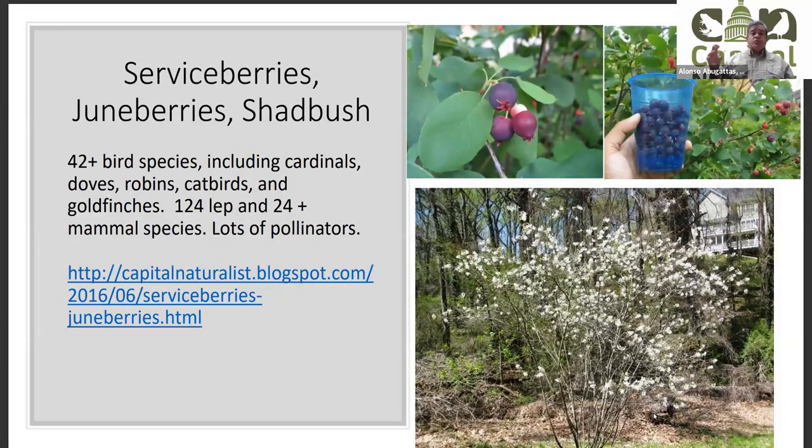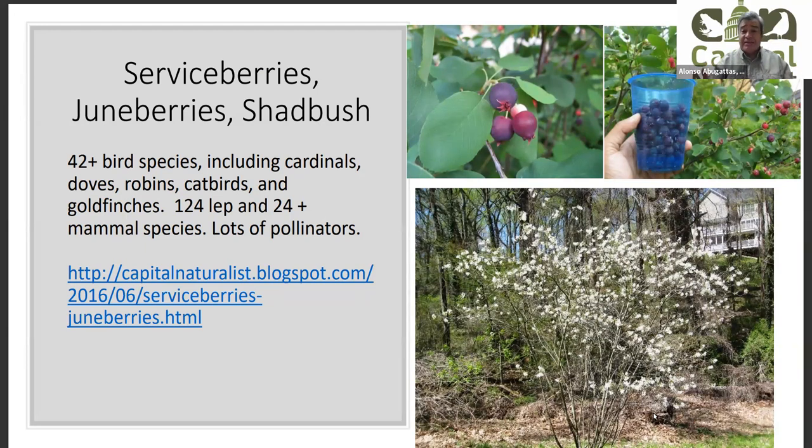Same could be said of serviceberries. Widely planted as an aesthetic plant, beautiful to plant and so forth. But again, tons of birds, 42, 24 different kinds of caterpillars, 24 different kinds of mammal species, tons of pollinators. And here's some in my yard. I like to eat the June berries out of it every year too.